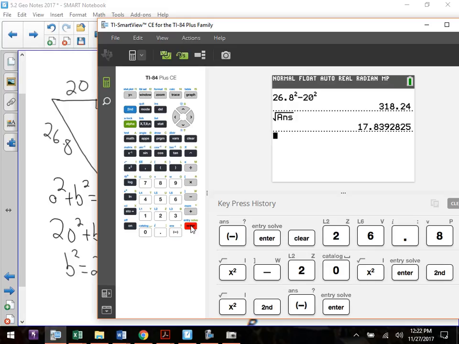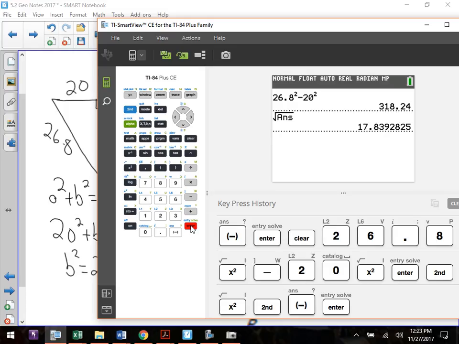By using the answer button, you don't have to retype in stuff. You don't have to retype in your 318.24. What it's doing is keeping the last answer, created whenever you hit enter. Yours is that you hit enter first, then hit second. Oh, sorry, you don't have to hit square root of your answer, because you have a straight square root button.